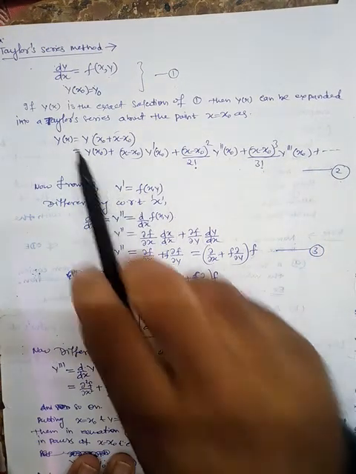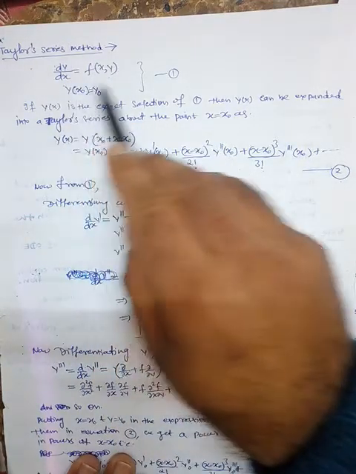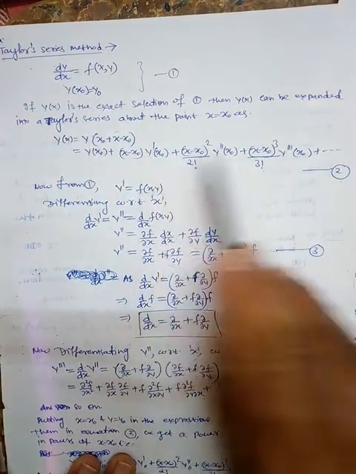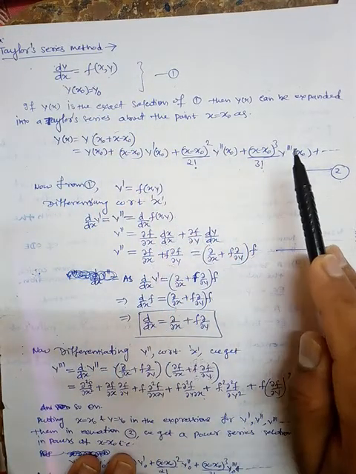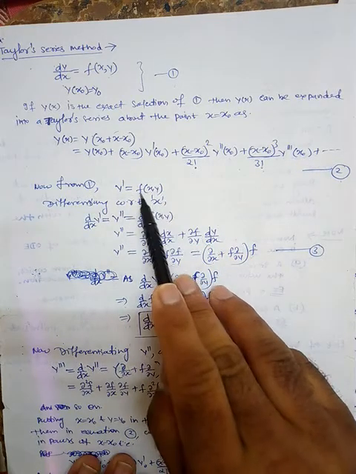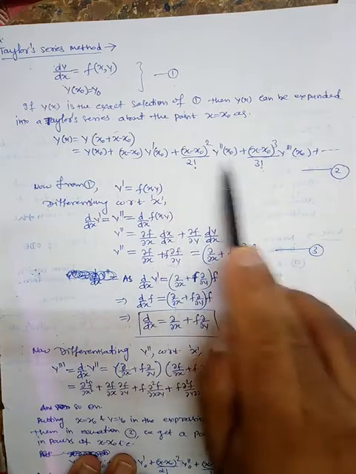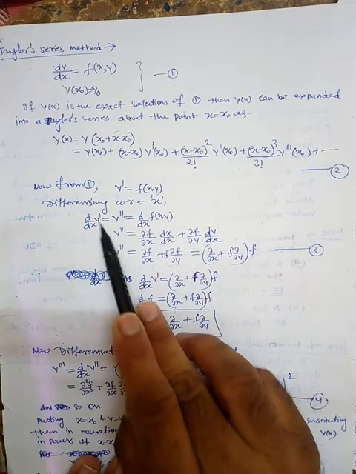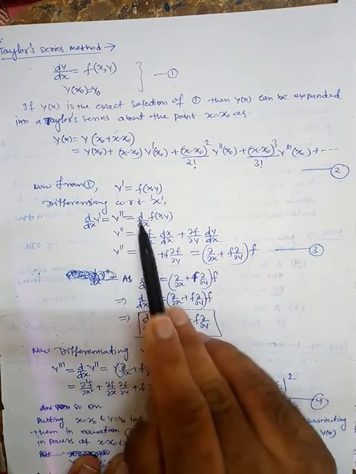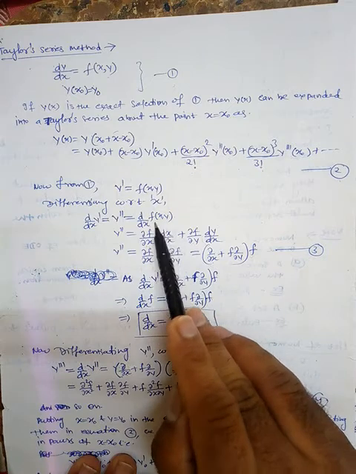But what is y dash? We need y dash, y double dash, y triple dash, so now find these values. Here y dash is already given to you as f of x, y. Now differentiate this because you need the second derivative. So d by dx of y dash is y double dash, which is nothing but d by dx of f of x, y. This is a function of two variables.